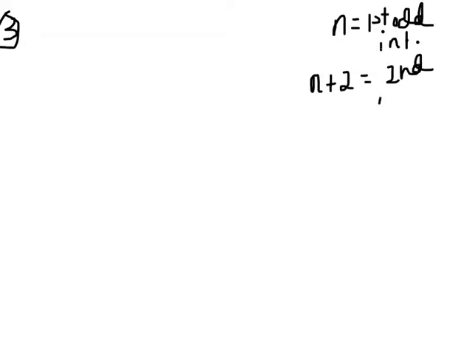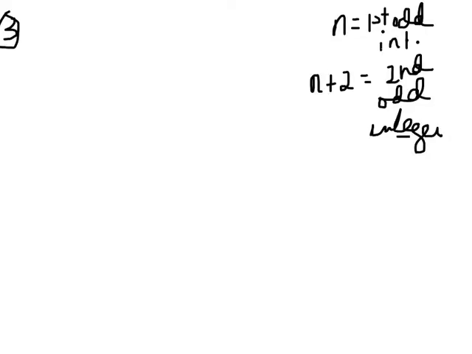The sum of the reciprocals of 2 consecutive odd integers. Let's call the first odd integer n. Now, how do I get to a consecutive odd integer? For instance, if I have 3, the next odd integer would be 5. I would have to add 2 to get to it. So I'm going to describe the second integer as n plus 2. That's our second odd integer.